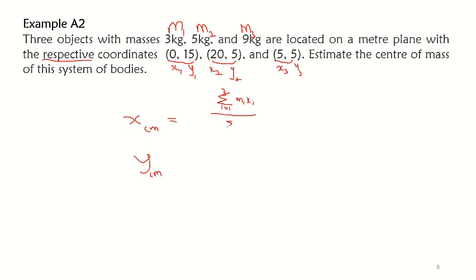and divide by the summation of m_i from i equals 1 to 3. And likewise for y, same thing. We have that, although it will now be m_i y_i over the summation of m_i, with i equals 1 to 3. So let's see the full solution in the next slide.